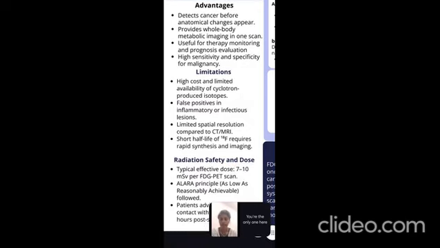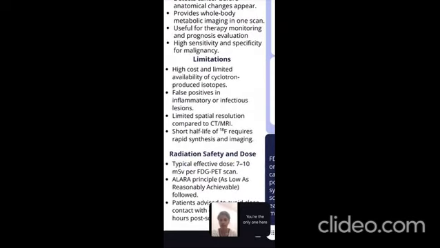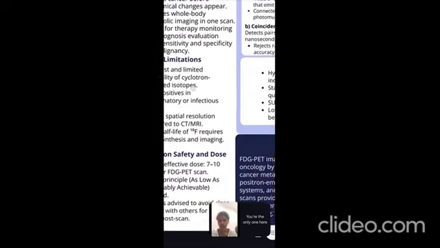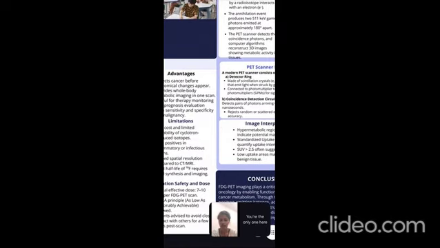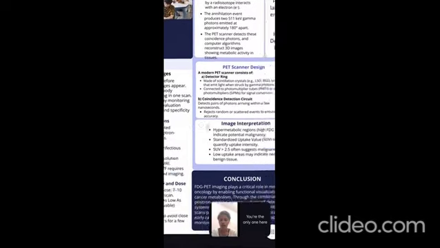Then the radiation safety and dose. Typical effective dose is 7 to 10 mSv per FDG PET scan, and the ALARA principles are followed. Then the patient is advised to avoid close contact with others for a few hours post scan.